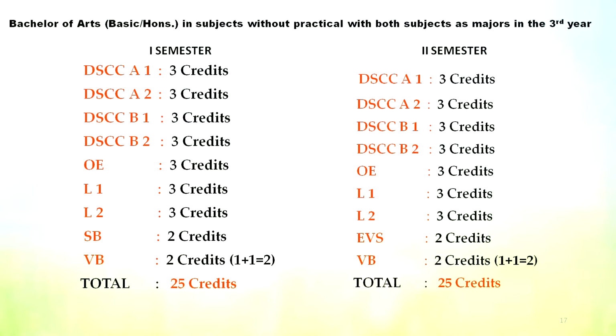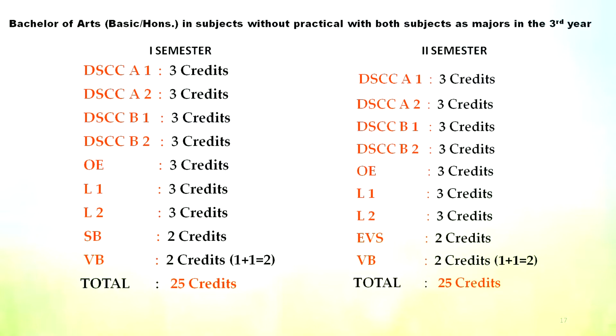Similarly, at the end of the second semester, the student will again have to study 2 core subjects. Under each of the core subjects, he will be studying 2 papers. Each paper will carry 3 credits. So the total discipline core subjects will get him 12 credits.